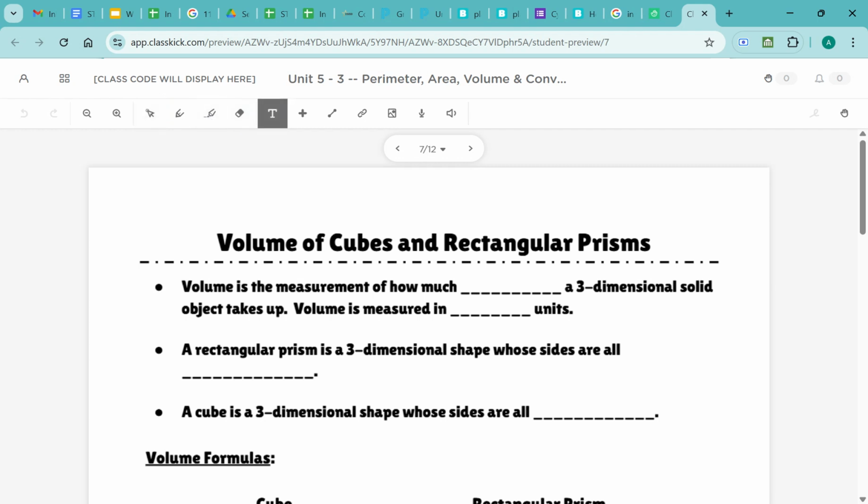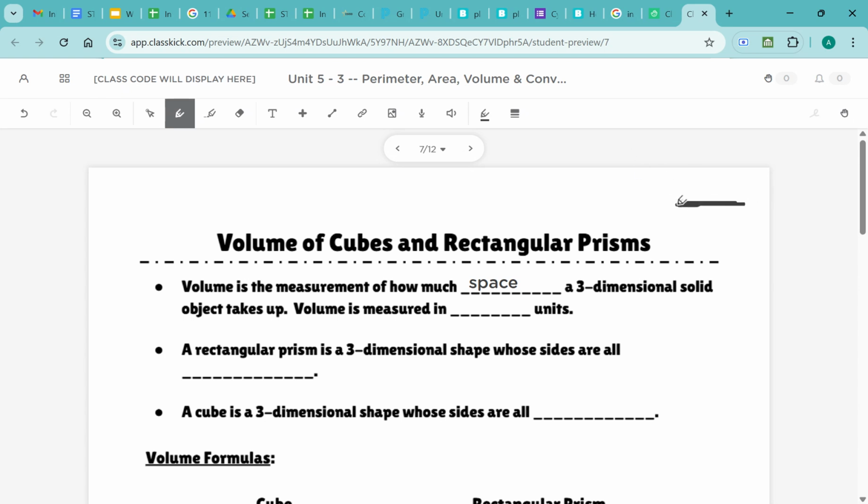So volume, and this should sound familiar from science, is the measurement of how much space a three-dimensional solid object takes up. So real quick, I may have gone over this with you, but remember that dimensions tell you how many directions a shape or object takes up. Like one dimension would be maybe a line right here, right? This is one dimension. Why is it one dimension? Because it can only go one way, back and forth. It can't go up or down. So a line is what we would call one dimensional.